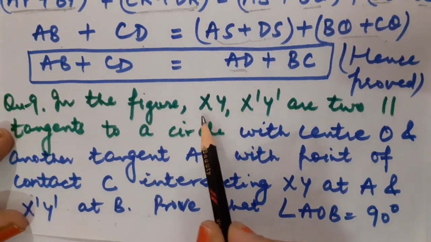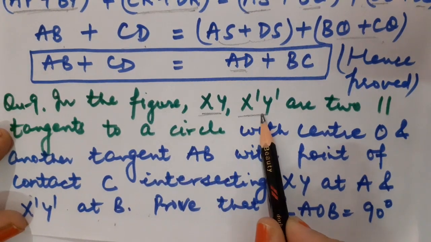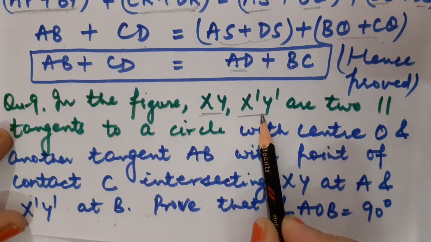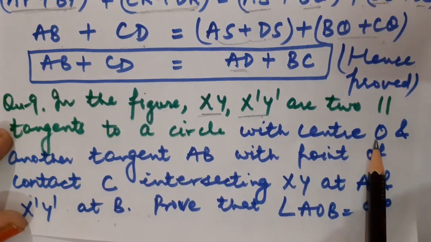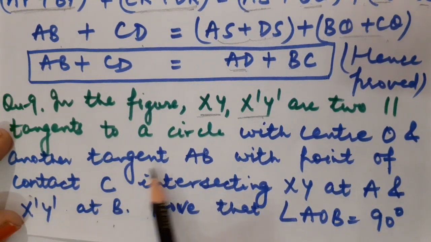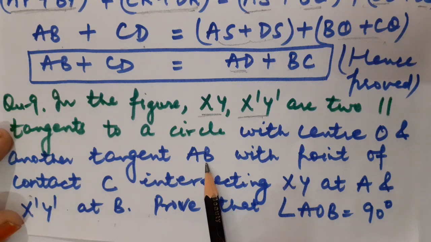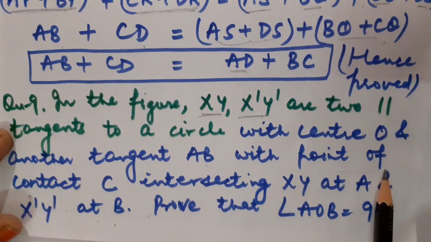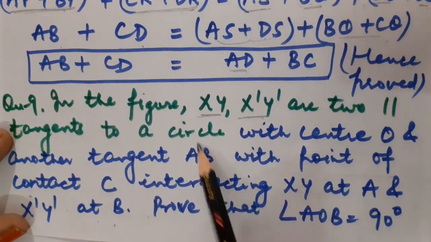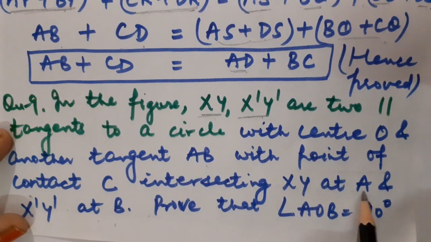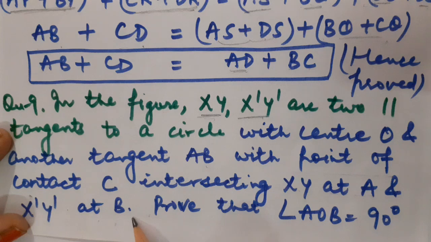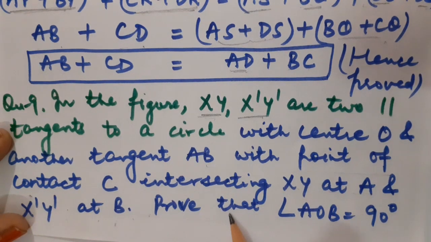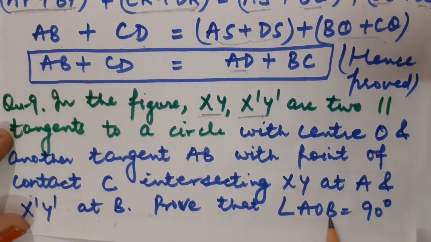circle. Remember them, XY and X'Y', they are two parallel tangents. The figure is given in the question with center O. And another tangent AB with point of contact C intersecting this XY tangent at point A and X'Y' at point B. What we have to prove? We have to prove that angle AOB is equal to 90 degrees.